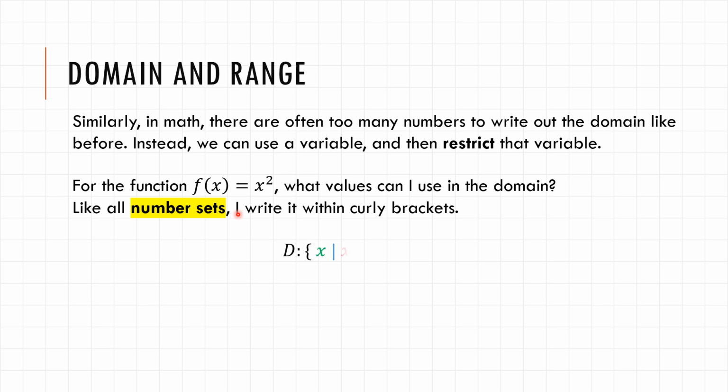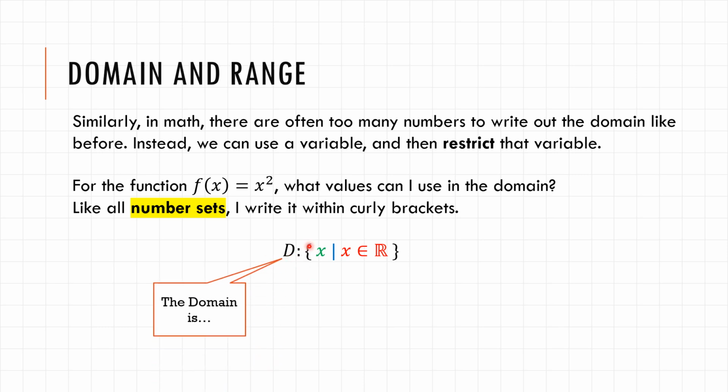Well, hopefully you saw that the domain can actually be any number. Any number is allowed to be multiplied by itself. So for the function f of x equals x squared, the domain is any number that could be represented by x. And x is an element of the number set that we call real numbers. So this is what this means.